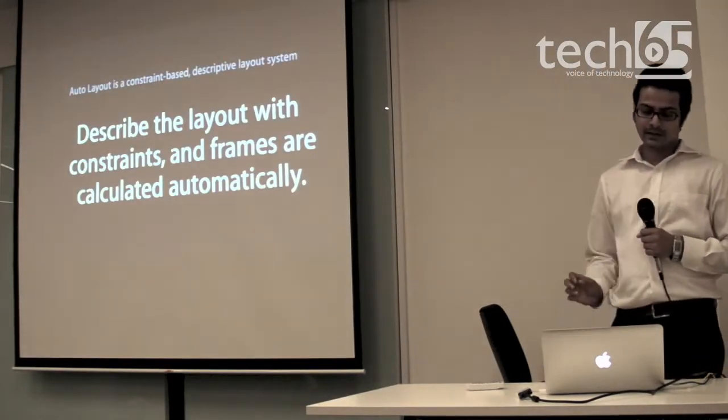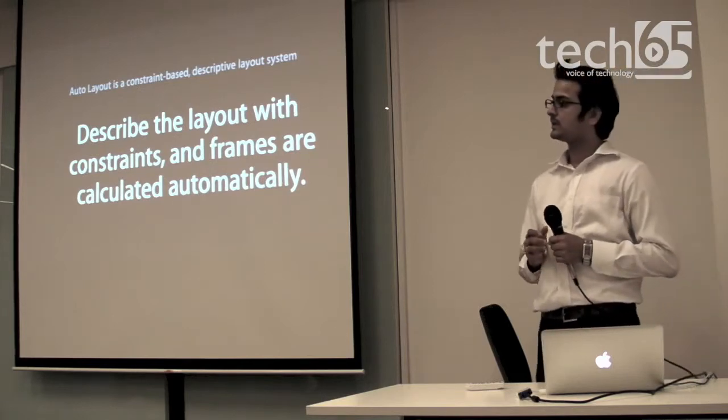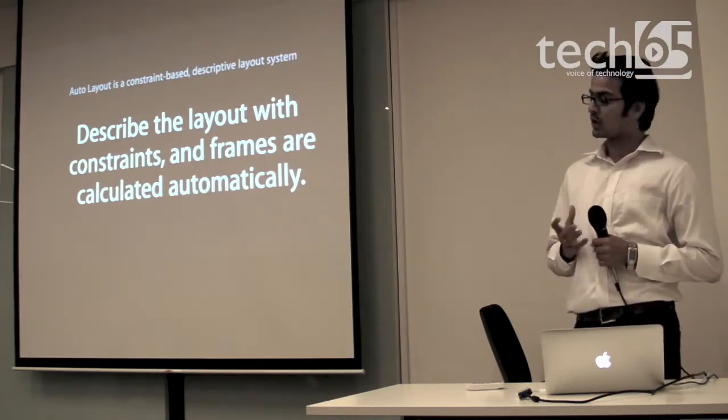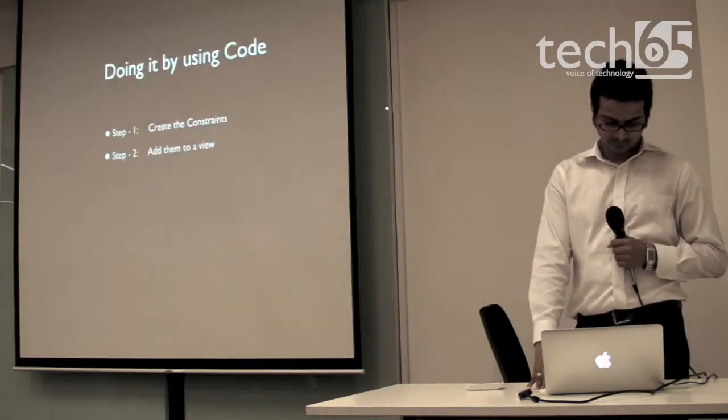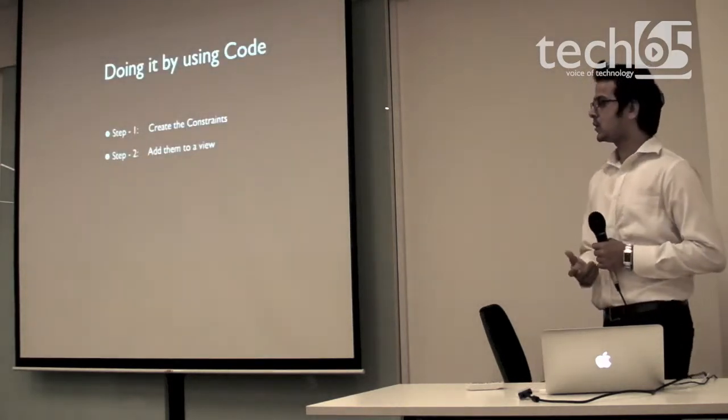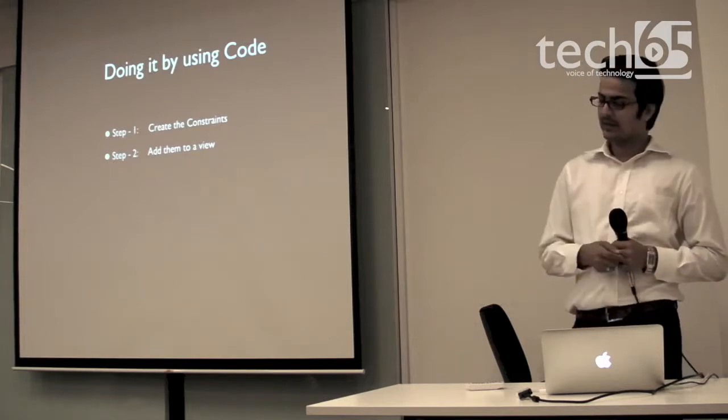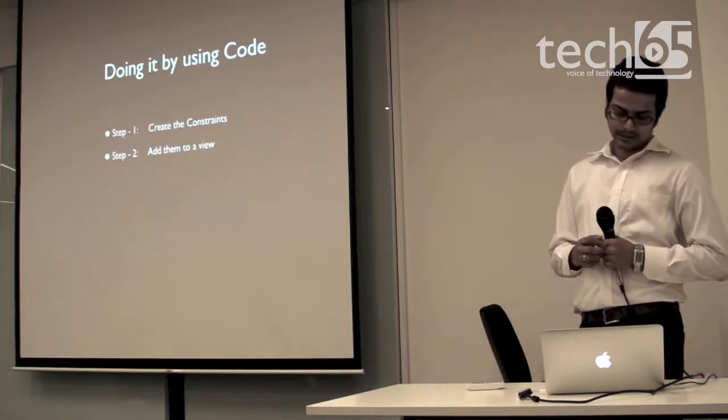So when you describe the layout with constraints, the frames are calculated dynamically or automatically, as in when you run your app. You can do it using code. In Interface Builder, I just drag and drop. You can do it using code.